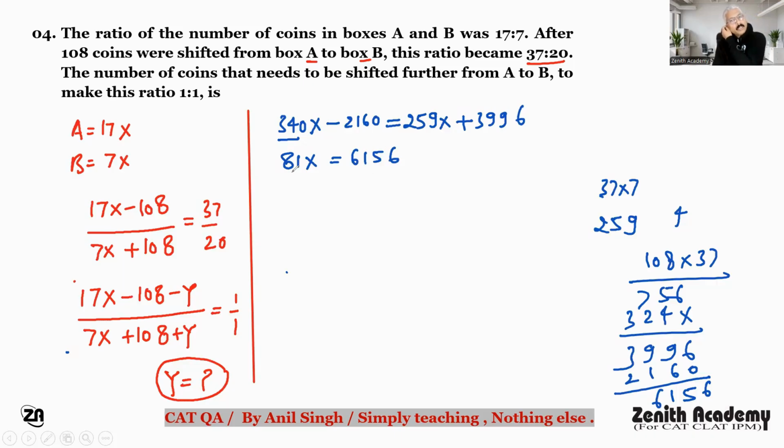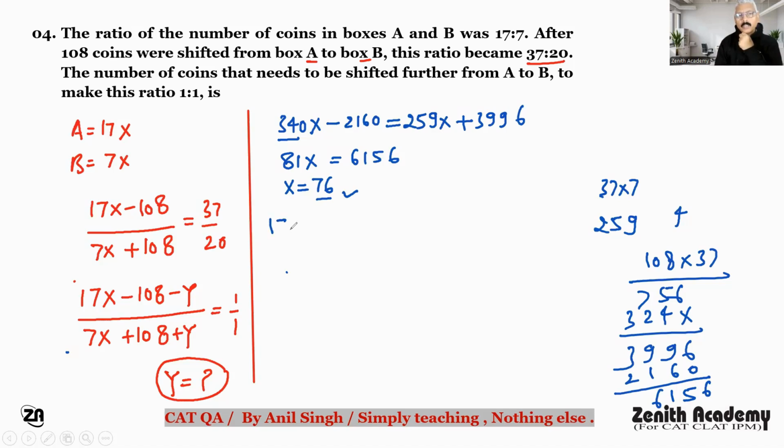So 81, and this is 6156. It is divisible, so divide by 81. You can use a calculator also. So x, if you use a calculator, is coming 76. So x is 76. And now put this value x equals 76 here.